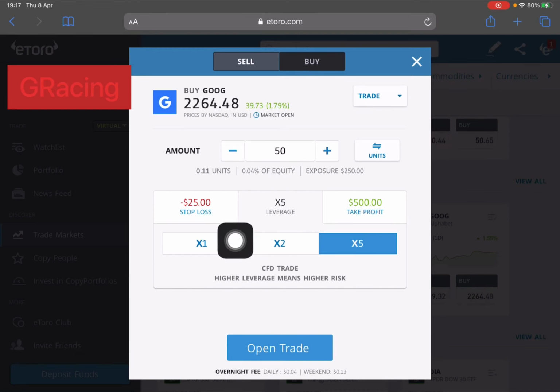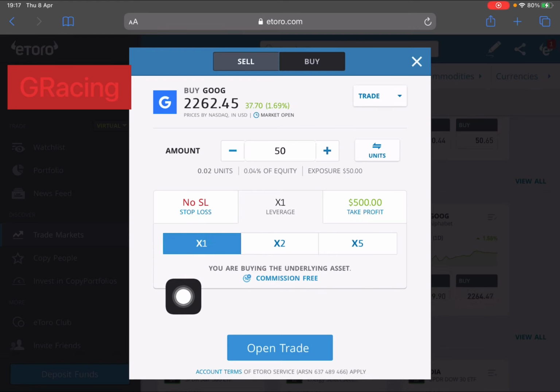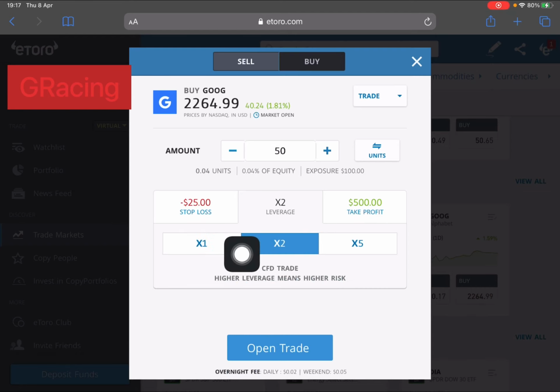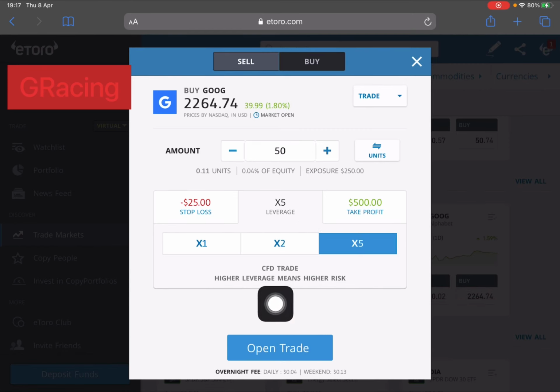Now let's go back to X1. X1, you don't need to pay anything. It's free. It's commission free. If you click X2, you will be charged an overnight fee and weekend fee, 0.02, 0.05. If you click X5, you will be charged more, 0.04 and 13. So take note of all this overnight fee, guys. This is where you lose money. Okay? Now, we know that there are overnight and weekend charges.